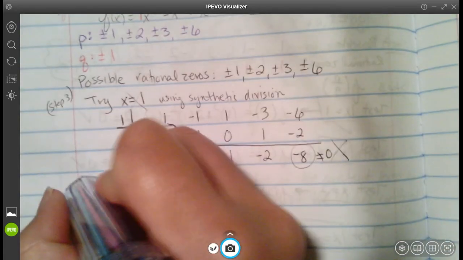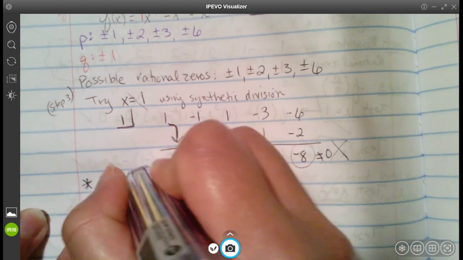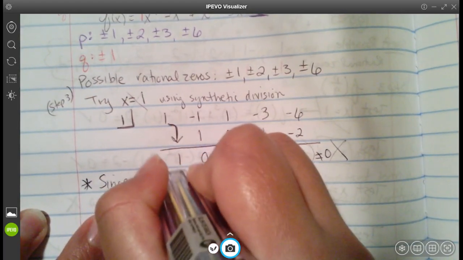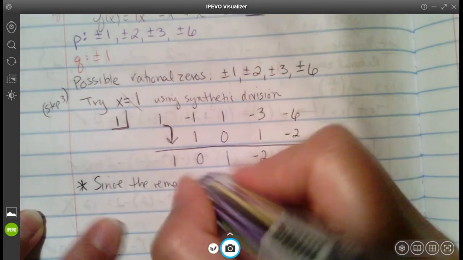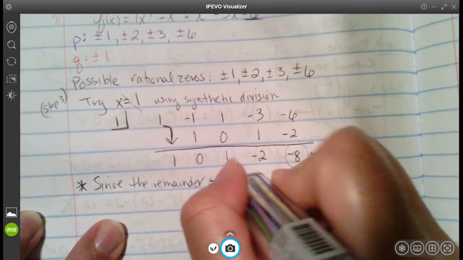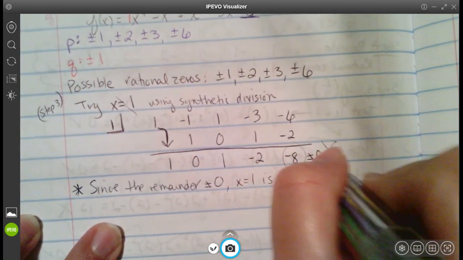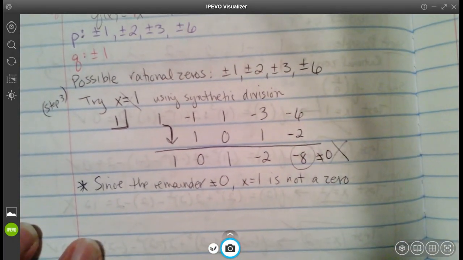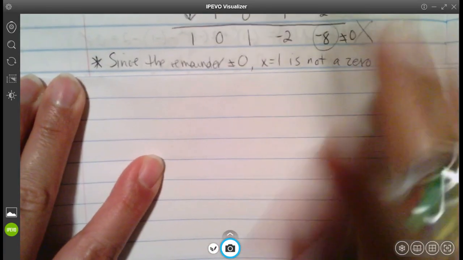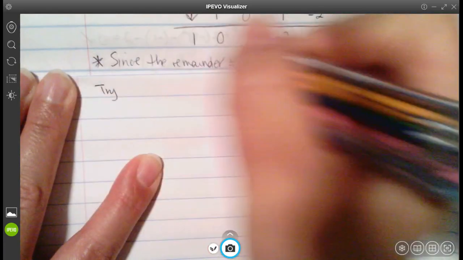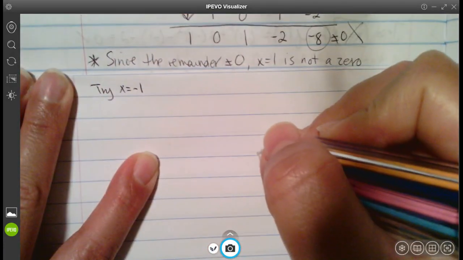Okay, so if you want to make a note for yourself, just at least for one of them, since the remainder, remember this is the remainder right here, is not equal to 0, x equals 1 is not a 0. So we have to try another one, okay? Okay, so now we're going to go ahead and try another one. Let's try x equals -1, okay?